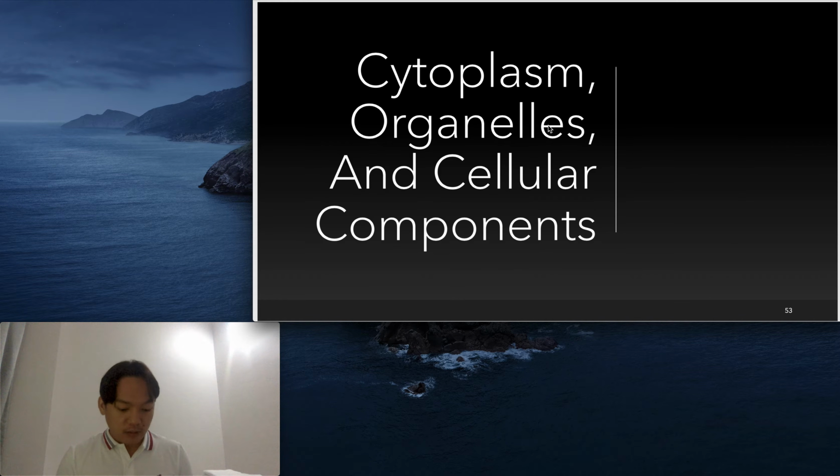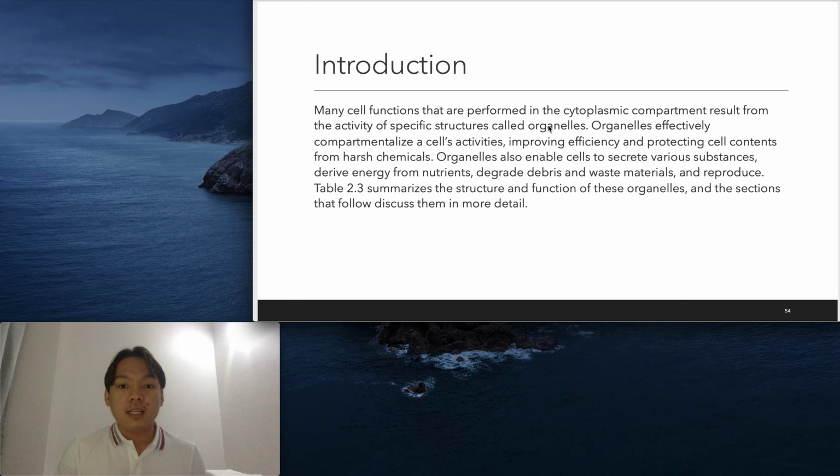So we'll take a look into the cytoplasm, organelles, and cellular components of your eukaryotic cell. Again, organelles are the little organs in your cell. They compartmentalize cell activities. They enable the cells to secrete different substances, maybe enzymes. They derive energy from nutrients that are being taken in by the animal. They degrade debris and waste products, and reproduce.